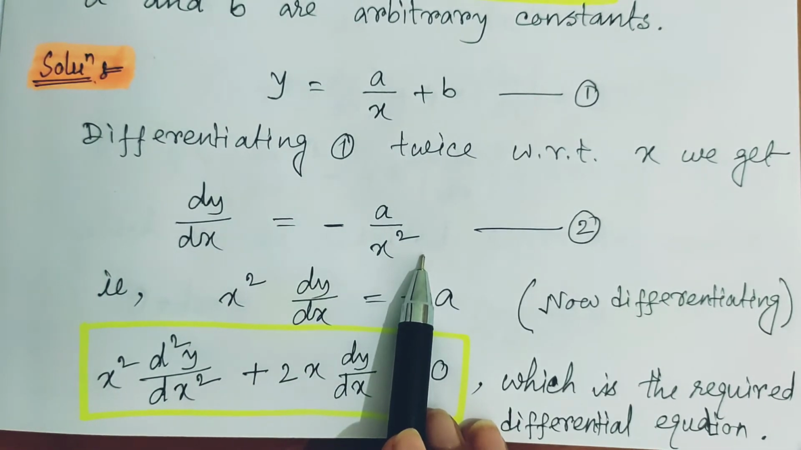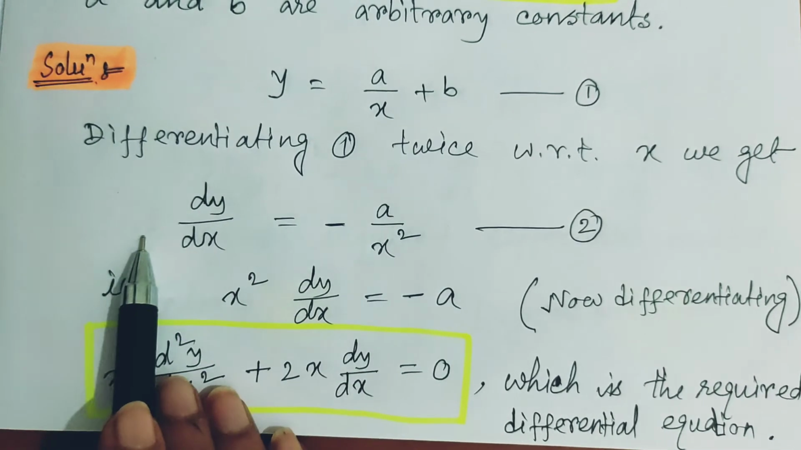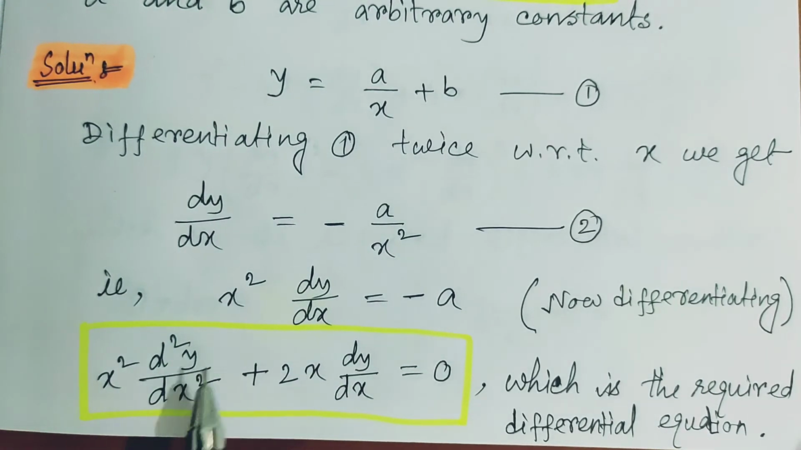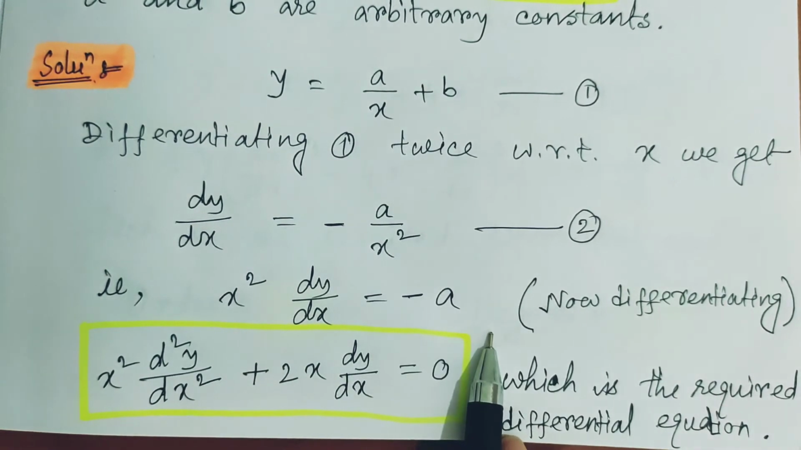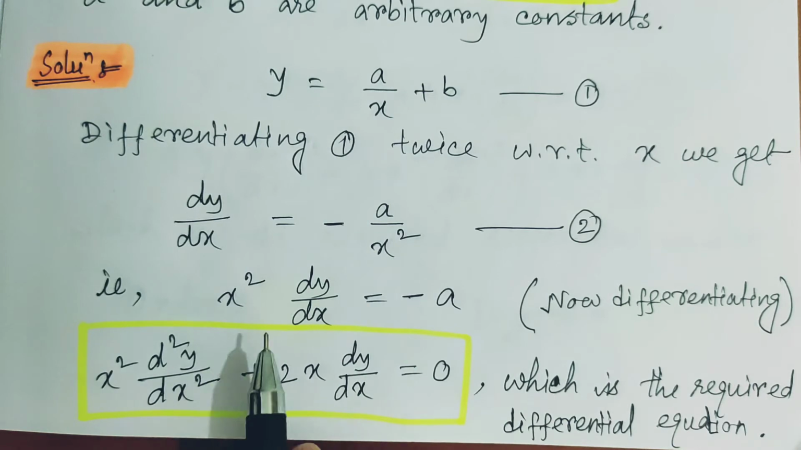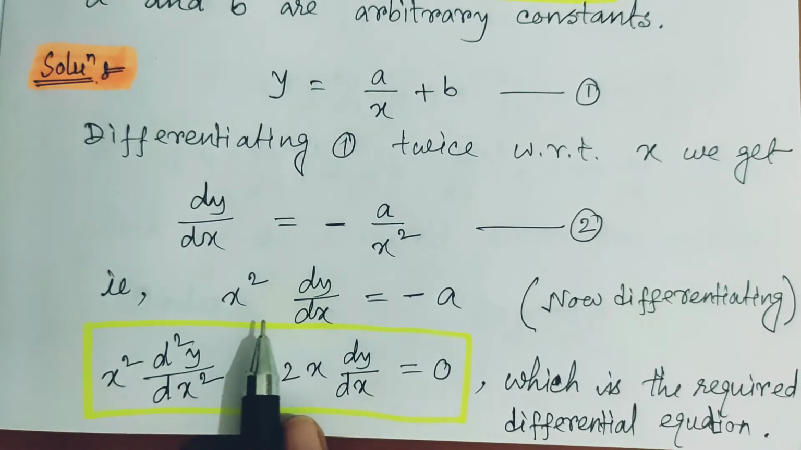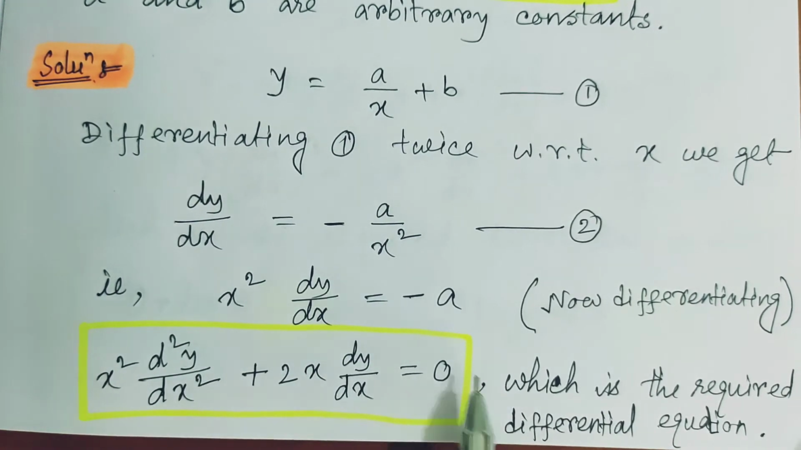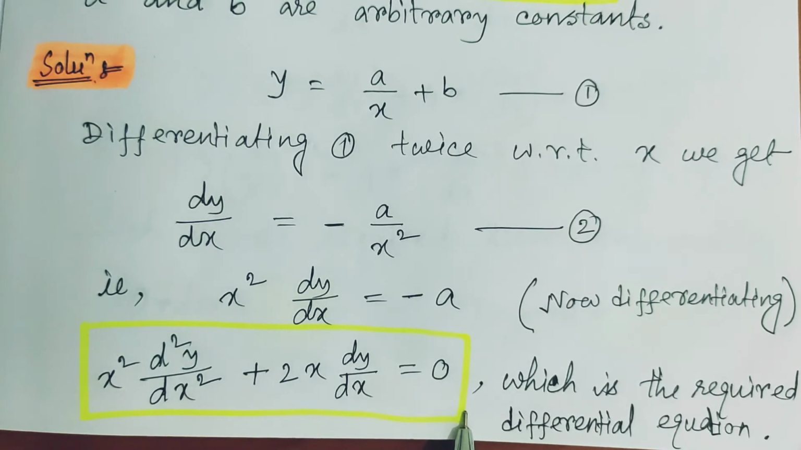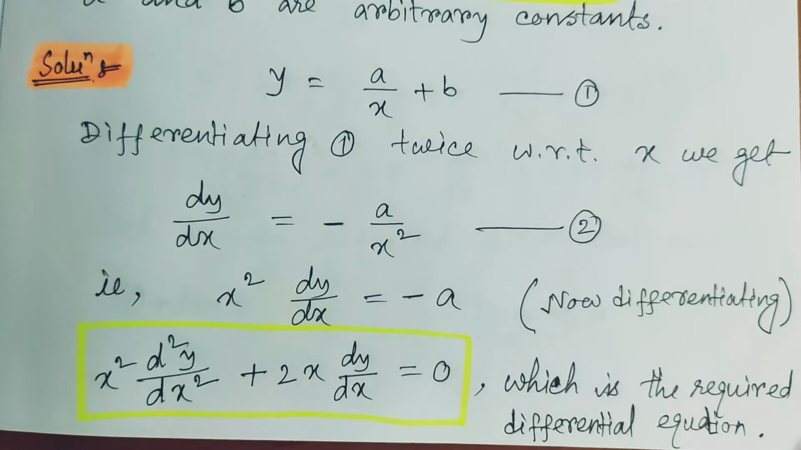Now we should take the second order derivative. For that, we do a slight adjustment. We multiply x square here, so the equation becomes x square into dy by dx is equal to minus of a. Now if we differentiate, it is a uv type function, that means two functions are there. So first function into derivative of second plus second function into derivative of first. In this way we shall find this one, and no arbitrary constants are involved. So this is our required differential equation.